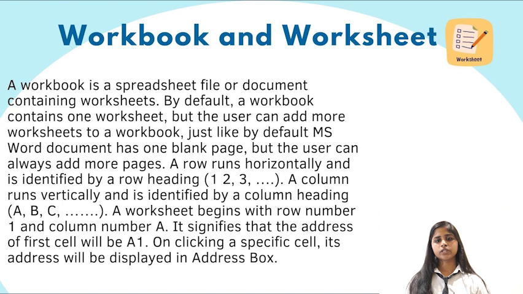A row runs horizontally and is identified by a row heading. A column runs vertically and is identified by a column heading. A worksheet begins with row number 1 and column letter A. It signifies that the address of the first cell will be A1. On clicking a specific cell, its address will be displayed in the address box.